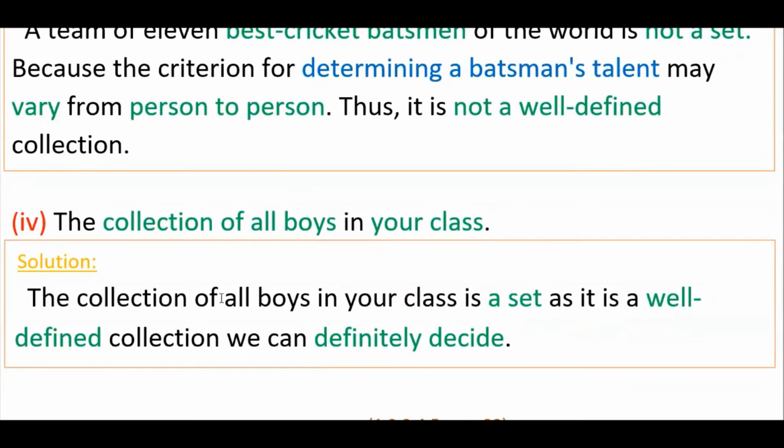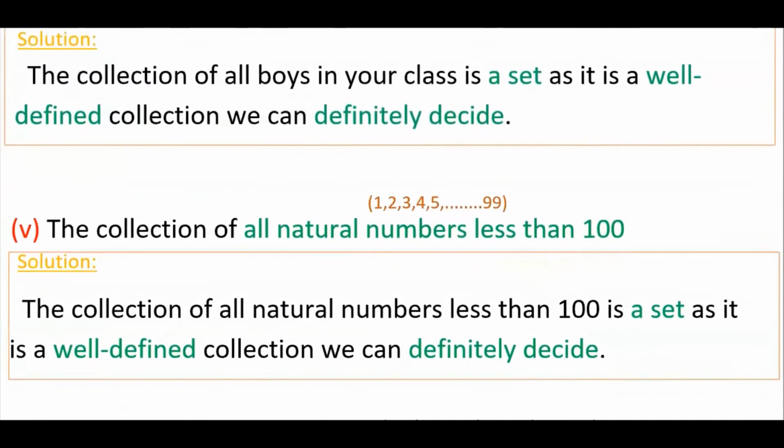And next one is the collection of all boys in your class. Yes, this is a set because here all boys in your class are not in other class and not in any school. So this is a well-defined collection of objects. So this is a set. And next one is the collection of all natural numbers less than 100. Yes, this is also a set because we know that natural numbers are 1, 2, 3, 4, 5, etc. These are well-defined collection of objects. These are less than 100 means till 99. So this is a set.